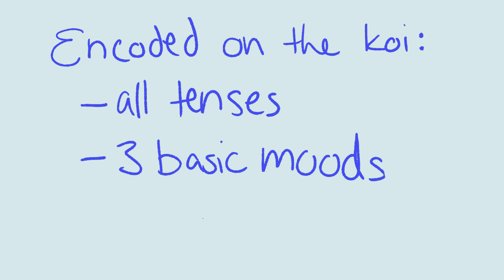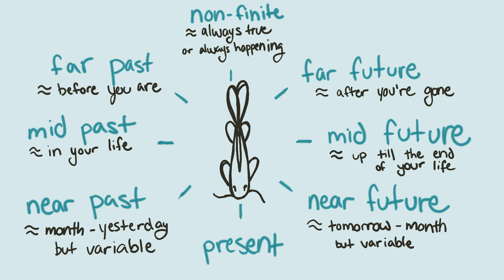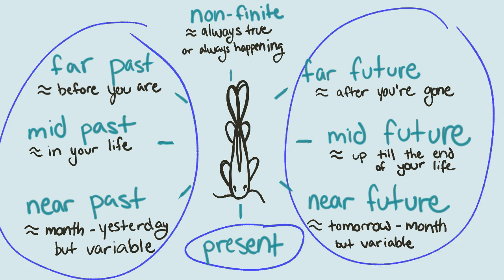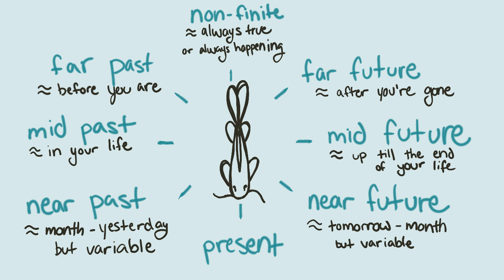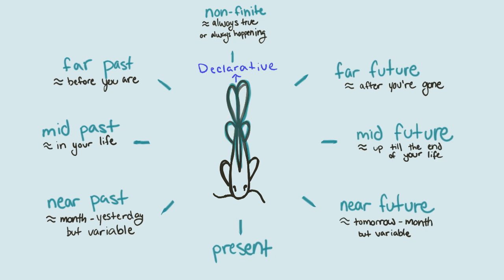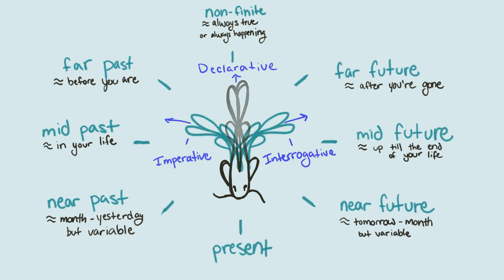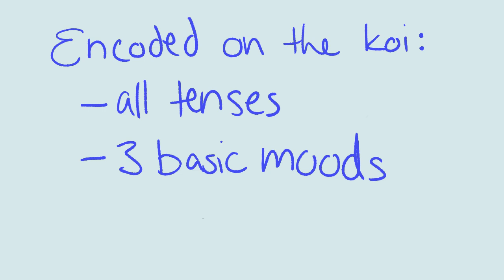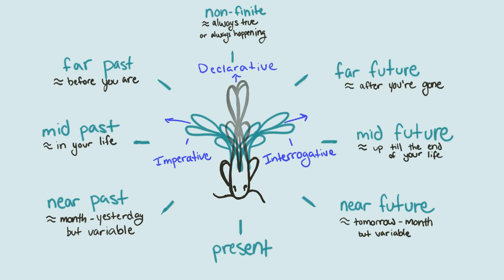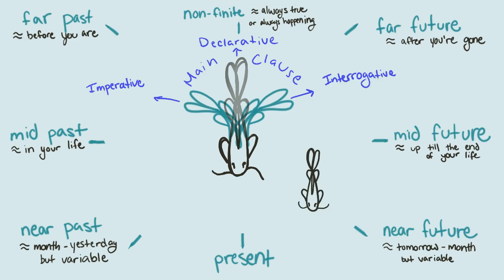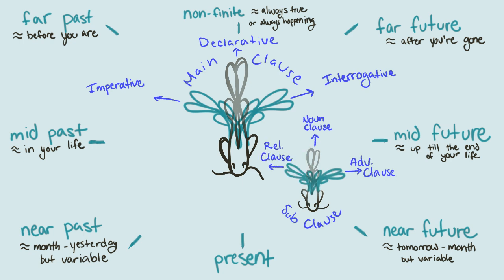Using the koi itself, all tenses and 3 basic moods are encoded. For tenses, you have present, the 3 past and 3 future, and the non-finite. For moods, there is declarative, interrogative, and imperative. Additionally, for small koi, there are 3 subclause types that take the place of the 3 moods of a large koi. Those are noun clauses, adverbial clauses, and relative clauses.